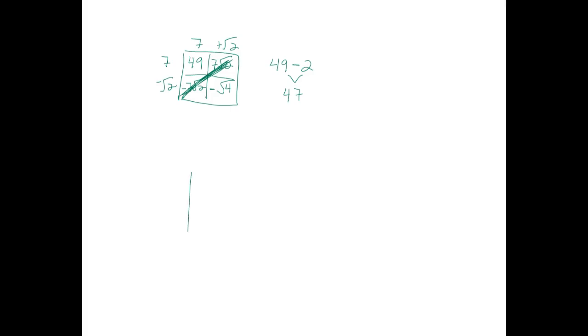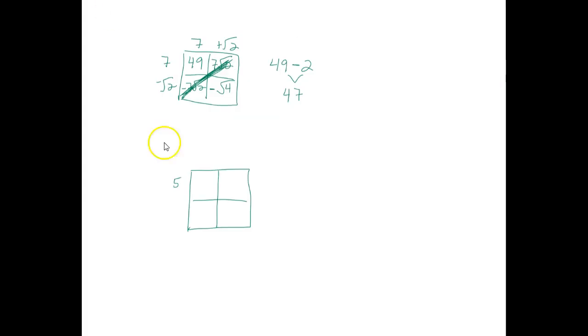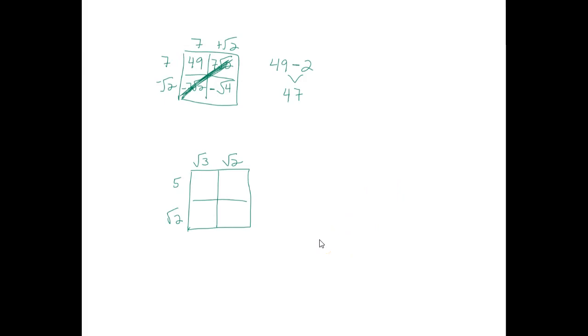I said, let's see, draw my box. We have 5 square root of 3, or sorry, let me look at that again. 5 square root of 2 times the square root of 3 plus the square root of 2. And again, let me make sure. Yep, okay. Now we multiply it together. 5 times the square root of 3. 5 times the square root of 2.